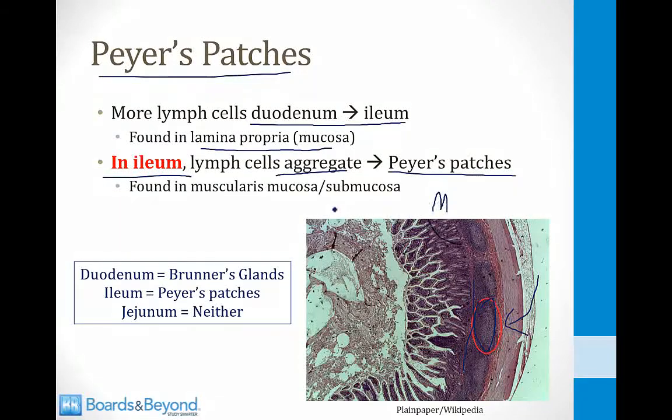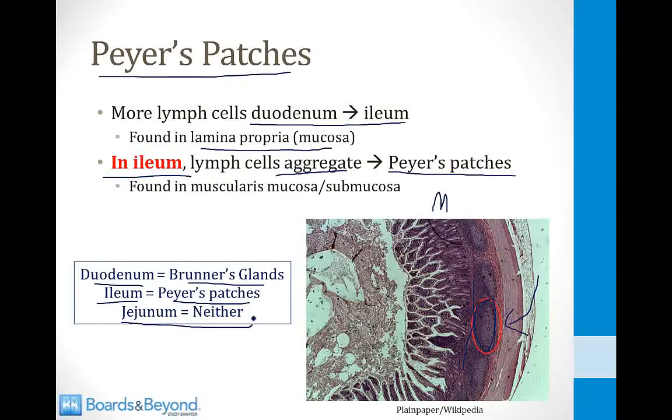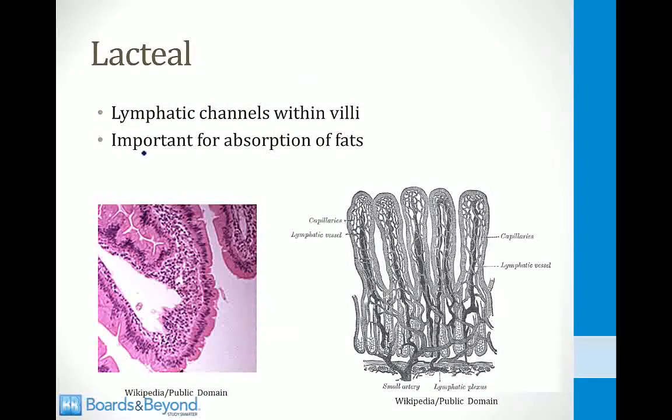And you can use the presence of Brunner's glands and Peyer's patches to tell which portion of the small intestine you are looking at. If you see Brunner's glands, you are looking at the duodenum. If you see Peyer's patches, you're usually looking at the ileum, and in the jejunum, you usually don't find either structure present. A final structure I'll mention in the small intestine is called a lacteal.